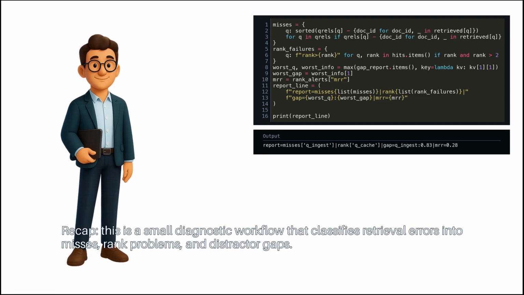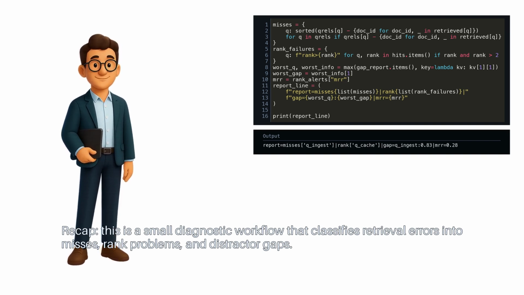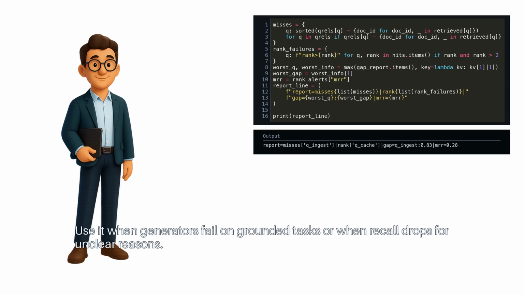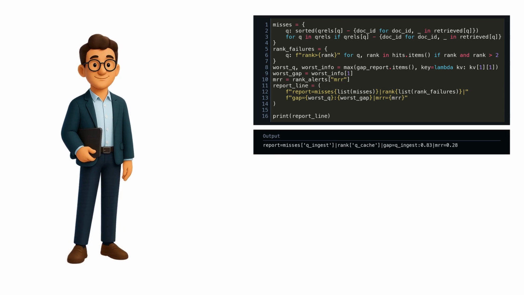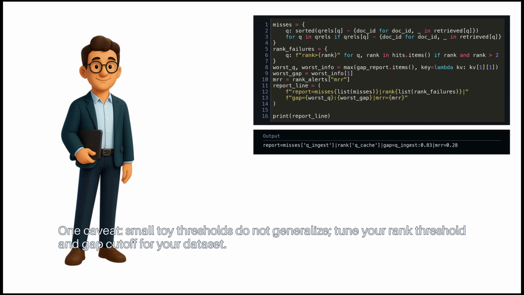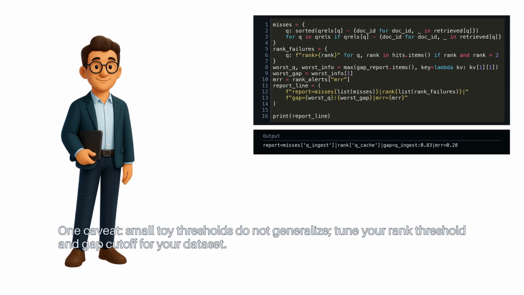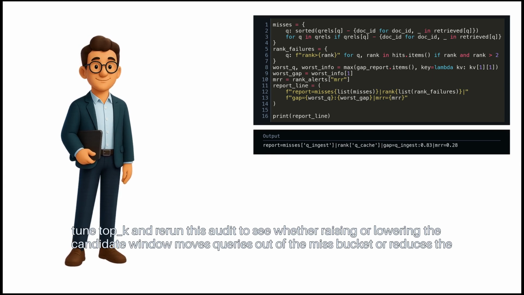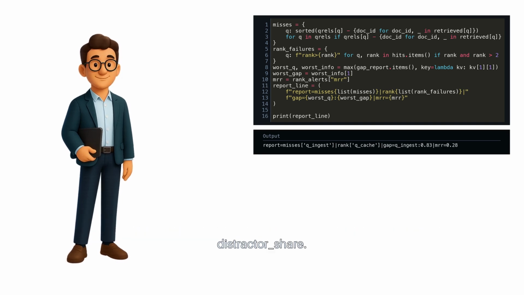re-ranker. Recap: this is a small diagnostic workflow that classifies retrieval errors into misses, rank problems, and distractor gaps. Use it when generators fail on grounded tasks or when recall drops for unclear reasons. One caveat: small toy thresholds do not generalize. Tune your rank threshold and gap cutoff for your dataset. Next step: tune top K and rerun this audit to see whether raising or lowering the candidate window moves queries out of the miss bucket or reduces the distractor share.